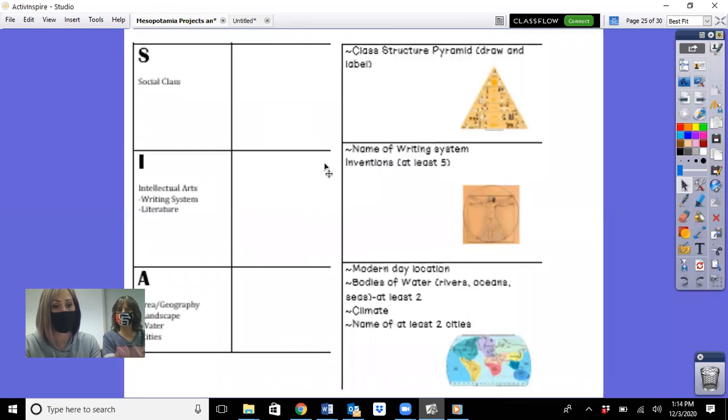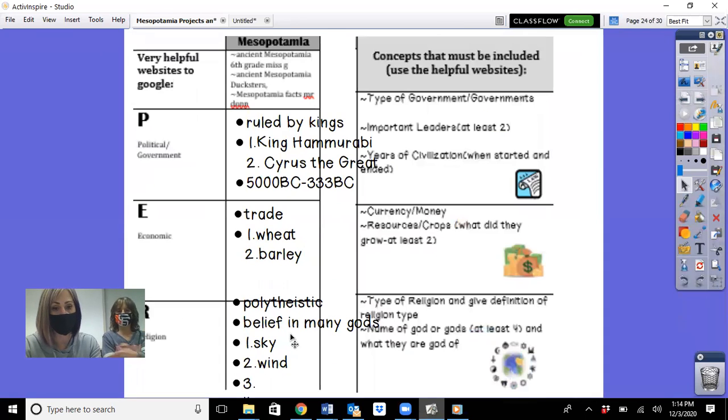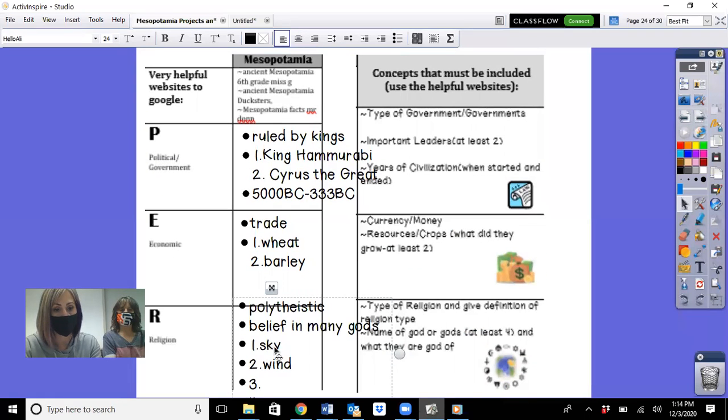So the next one. Anu, god of the sky. So I could change this and put Anu. And then I can put god of the sky.